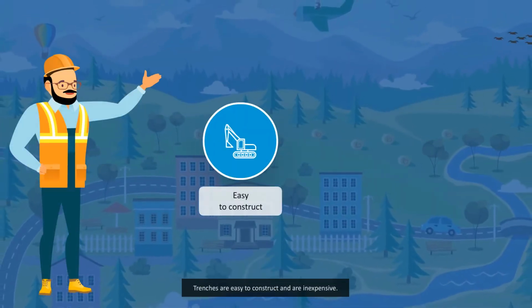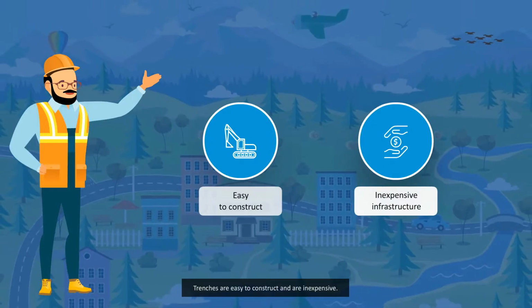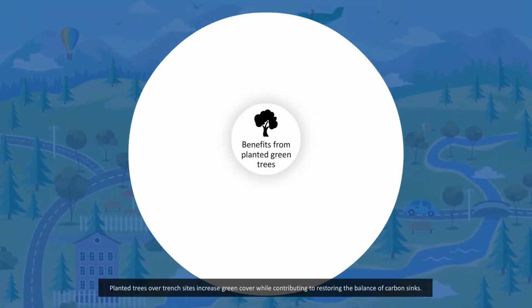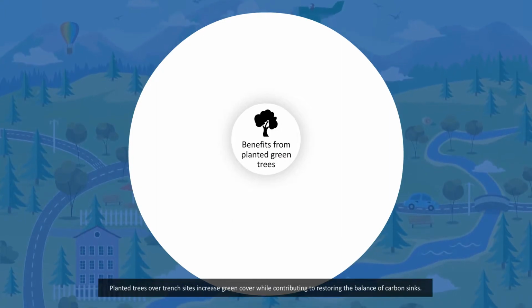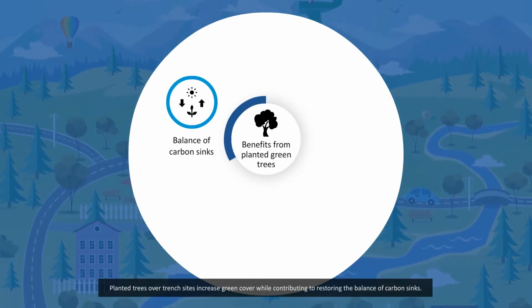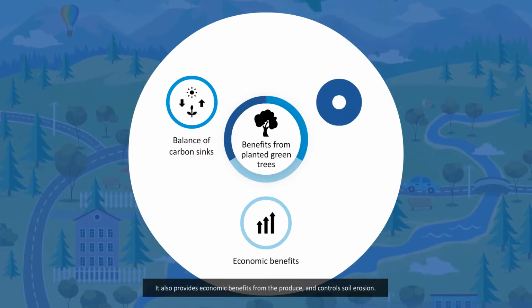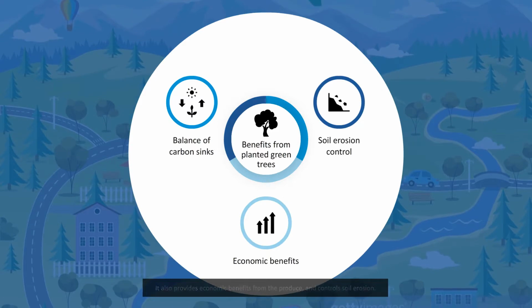Trenches are easy to construct and are inexpensive. Planted trees over trench sites increase green cover while contributing to restoring the balance of carbon sinks. It also provides economic benefits from the produce and controls soil erosion.